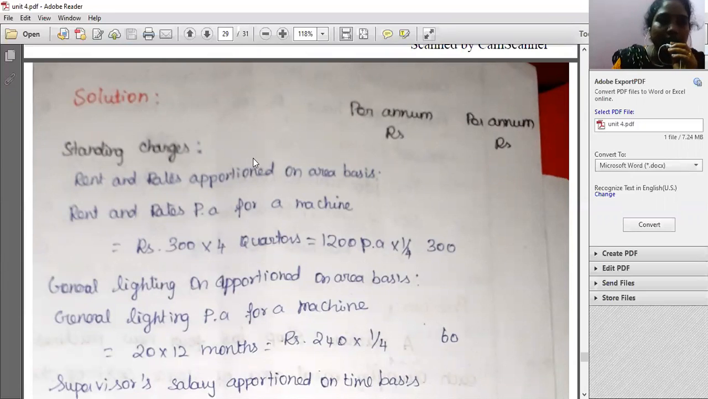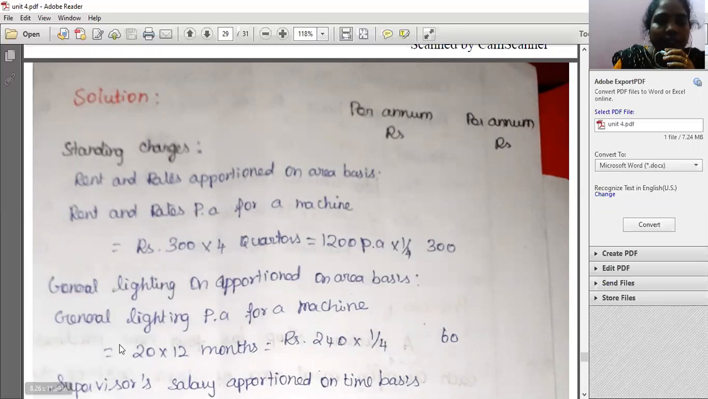First one, standing charges. Rent and rates are general expenses. They are taken into the standing charges. They are paid quarterly, so we have to multiply by 4 quarters in a year. 300 into 4, 1,200 per annum, and 1/4 of that, per month, is 300.